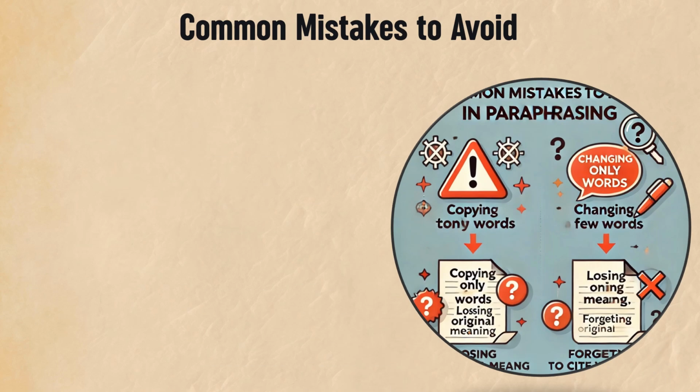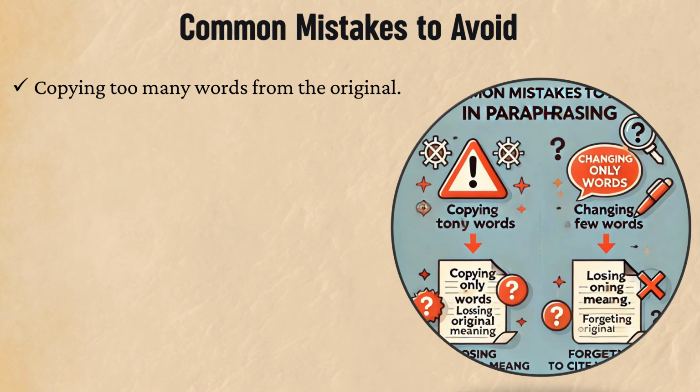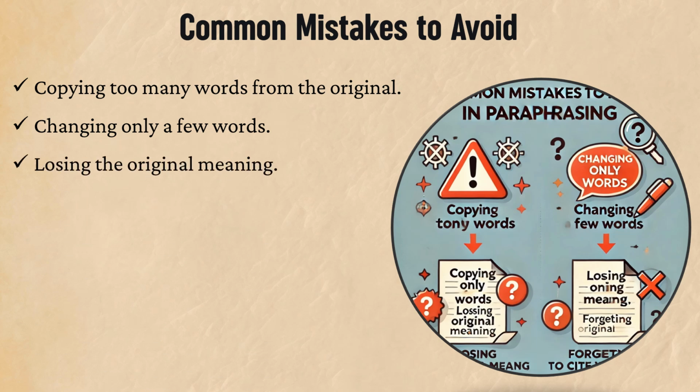Now, here are some common mistakes which you must avoid while you are paraphrasing. Copying too many words from the original. When you are paraphrasing, do not copy too many words from the original text. Keep changing the words. Changing only a few words is also not good. It means there is a big sentence and you are changing only one or two words. That is not called a paraphrase.